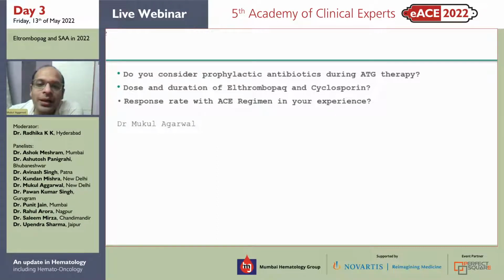Duration of eltrombopag, 6 months. We are stopping abruptly in most of the patients, unless the patient has a borderline response. If the patient has a robust response, we stop. If the patient does not have any response, we stop. If he has a borderline kind of response, then there is a case to continue eltrombopag for some time. Cyclosporin we are continuing for up to around 2 years and then tapering off slowly. So the tapering goes on for almost a year.